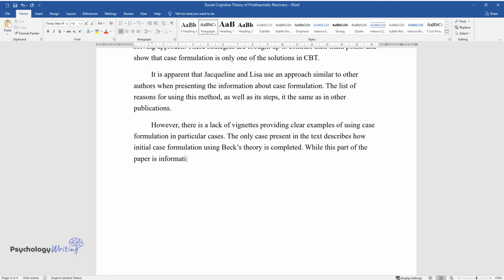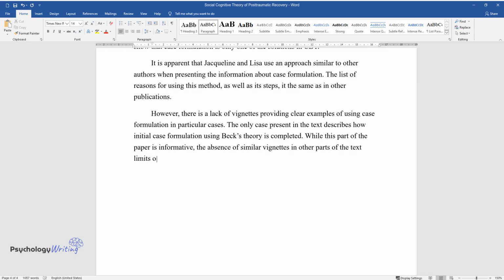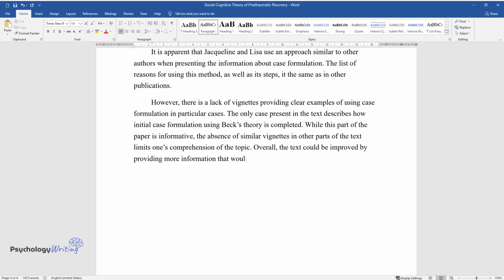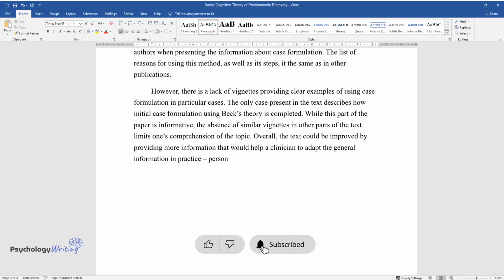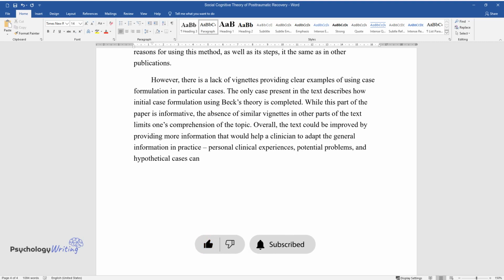While this part of the paper is informative, the absence of similar vignettes in other parts of the text limits one's comprehension of the topic. Overall, the text could be improved by providing more information that would help a clinician to adapt the general information in practice. Personal clinical experiences, potential problems, and hypothetical cases can be added.